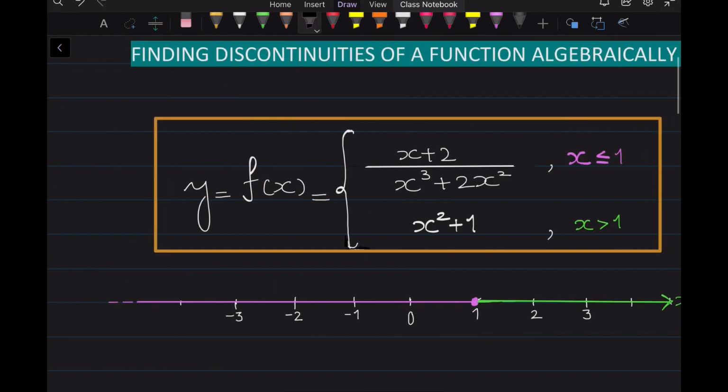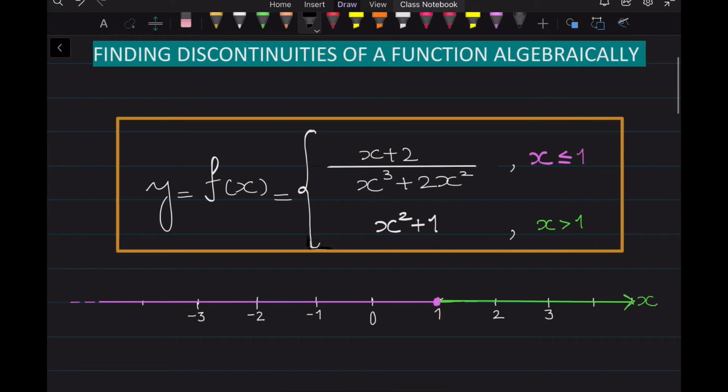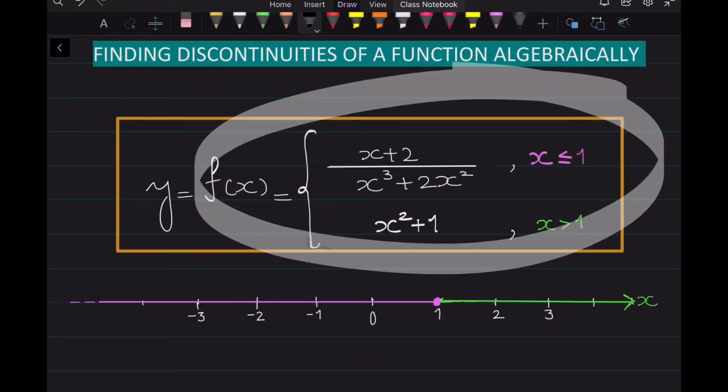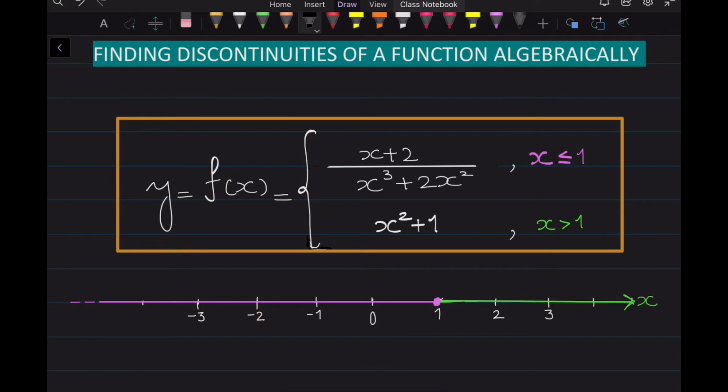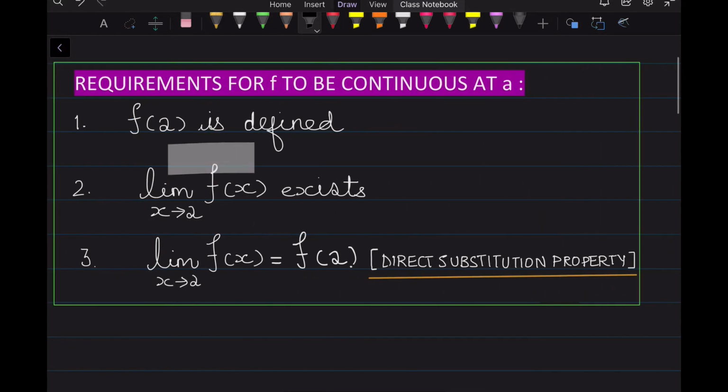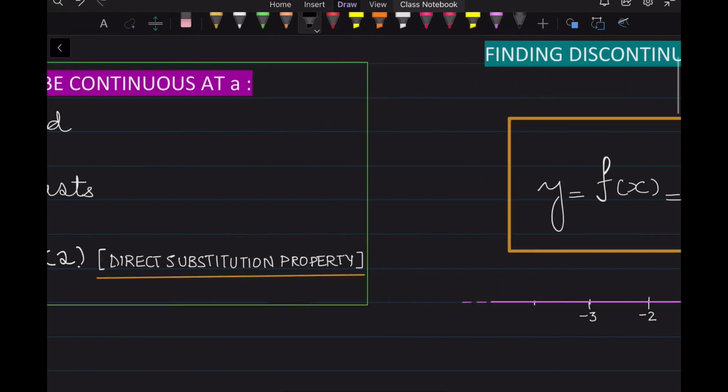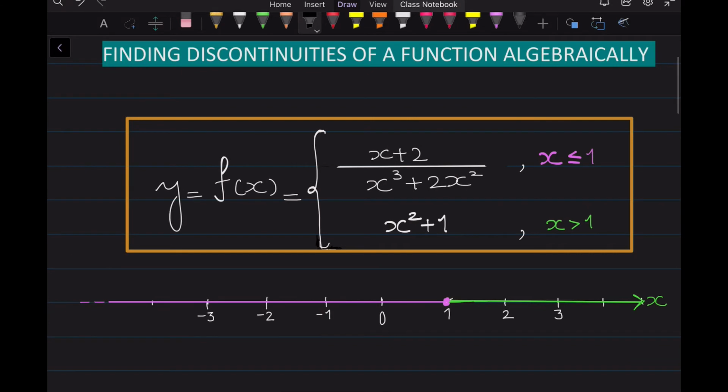So in order to detect the discontinuities of this function, we are going to check which of these three requirements is missing for this function at x is equal to a. So I'm going to start with the number 1.